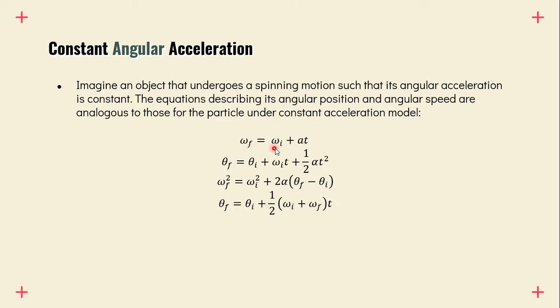Final velocity is equal to initial velocity plus acceleration times time. So this should be alpha. Omega f is equal to omega i plus alpha t. Then theta f is equal to theta i plus omega i t plus 1/2 alpha t squared. Then omega f squared is equal to omega i squared plus 2 alpha times theta f minus theta i. And theta f is equal to theta i plus 1/2 times omega i plus omega f, times t.